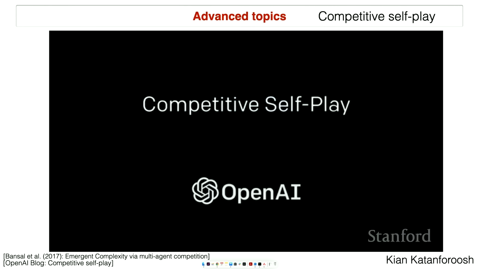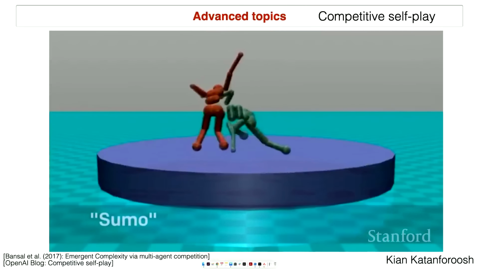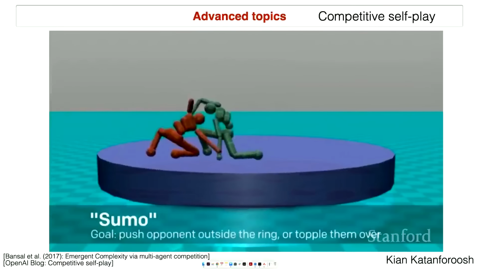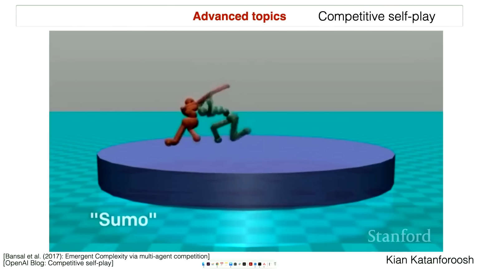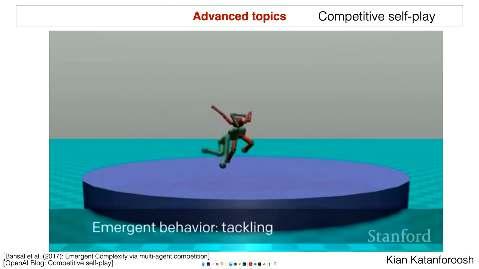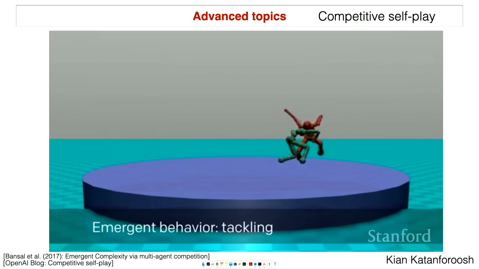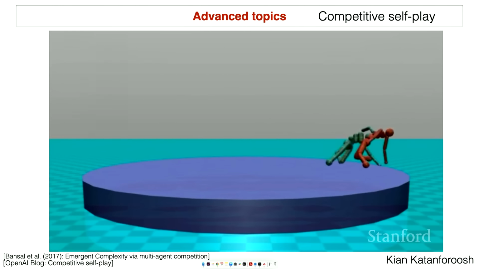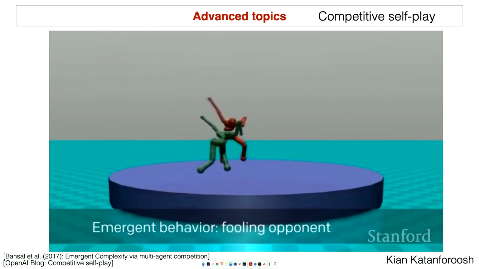Super. Here's a competitive self-play, which I really like, where you have agents play with each other. This is the sumo game: push the opponent outside the ring and you get a reward. It's interesting because you're seeing some emergent behavior, which is that they attack each other's feet, or they lower their center of gravity to be more stable, for example.